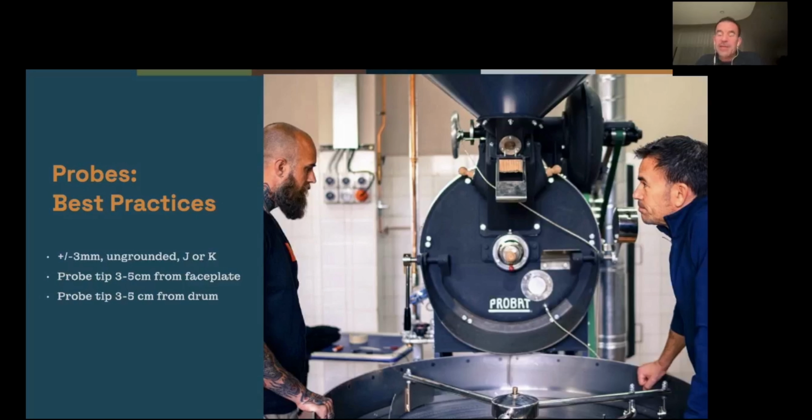Thinner probes have a lot less lag, and the turning point will be much lower and sooner. And thicker probes will have a lot of lag, and all of your data will be lagging a little bit depending on the mass of the probe.